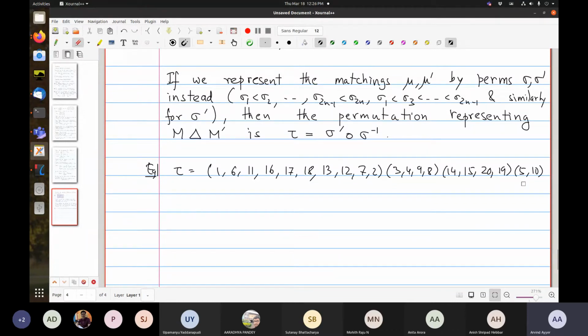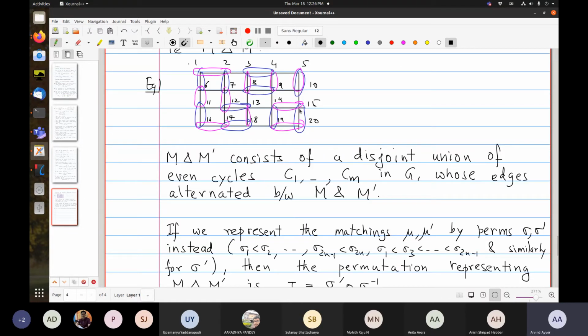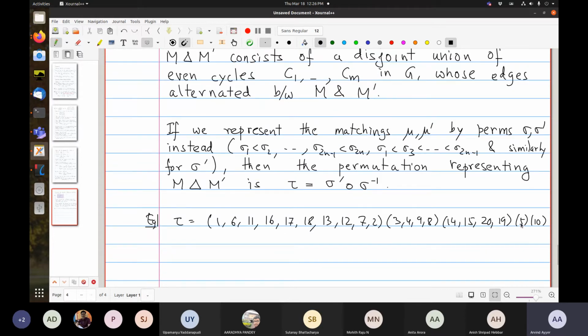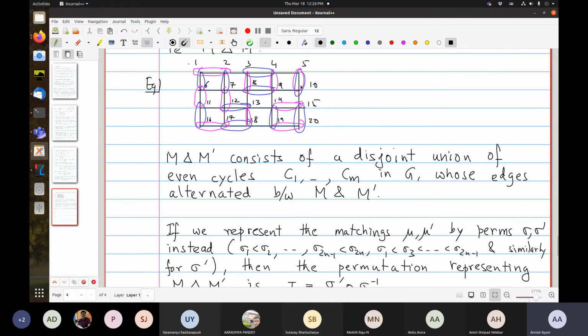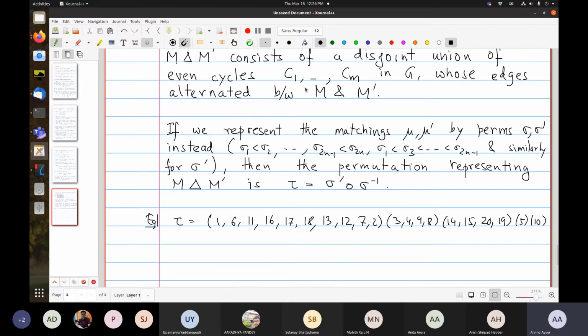No, okay, so sorry, that was not right. Whatever edges are the same in both M and M prime will simply cancel away, so they'll become fixed points. Sigma inverse will act the opposite of sigma prime. For example, in sigma 5 will go to 10, but in sigma prime 10 will go to 5, and so when you take the inverse and compose them, they'll cancel.